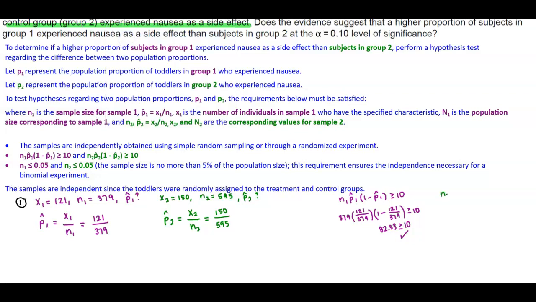Okay, and then we're going to take N subscript 2, P hat subscript 2 times 1 minus P hat subscript 2 to make sure that's greater than or equal to 10. So what we have next is 595 times 150 over 595 times 1 minus 150 over 595. I'm going to make sure that's greater than or equal to 10. So we get approximately 112.16, and therefore that is greater than or equal to 10.